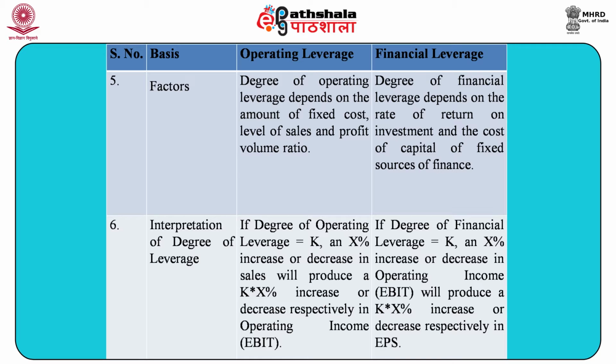6. Interpretation of degree of leverage. If the degree of operating leverage is equal to K, an X percentage increase or decrease in sales will produce a K multiplied by X percentage increase or decrease respectively in operating income, that is EBIT, whereas if degree of financial leverage is equal to K, an X percentage increase or decrease in operating income, that is EBIT, will produce a K multiplied by X percentage increase or decrease respectively in EPS, that is earnings per share.